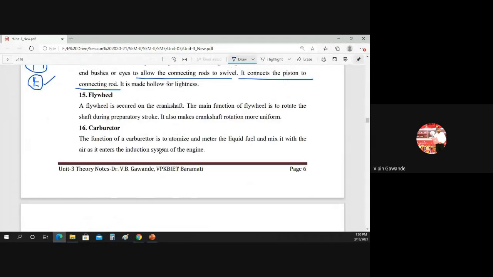Now the next and last comes the flywheel. Why flywheel? Now see, because of the power stroke, the crankshaft is rotating. This is our crankshaft, and it is rotating. There is a huge RPM of the crankshaft, and because of that vibration is generated.